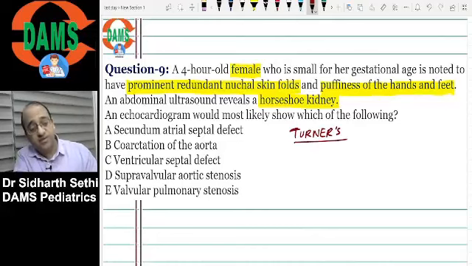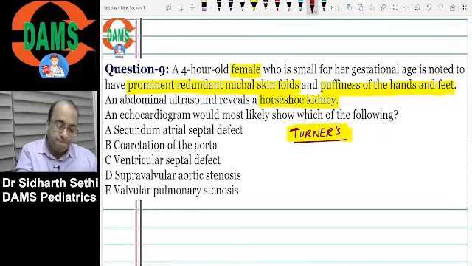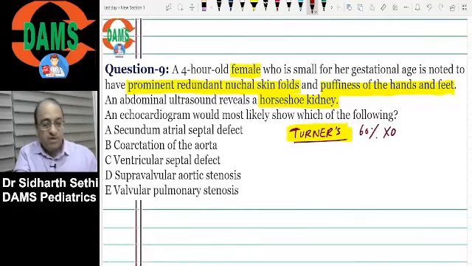Historically, this was the first chromosomal abnormality, the genetic disorder known to have a chromosomal basis worldwide. Remember, 60% of Turners is XO. The rest are actually mosaic Turners. Some are XO/XX, some are XO/XY. So there can be mosaic Turners also.